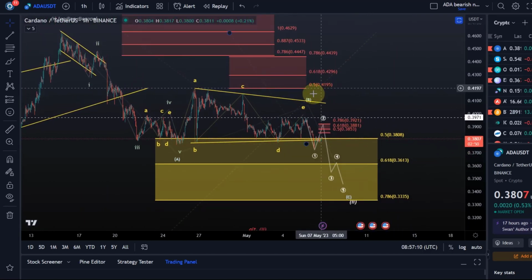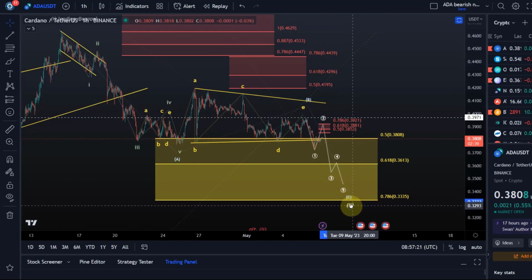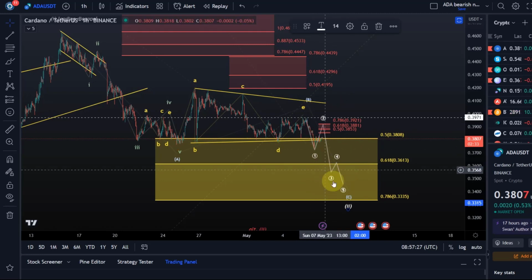For ADA, it would have been better if it would have printed a higher B wave. Why is that the case? Because with a higher B wave, any C wave that comes down afterwards to complete this wave 2 that we talked about, this correction, would have had more space. At the moment, the problem is this C wave would be quite short compared to the A wave.